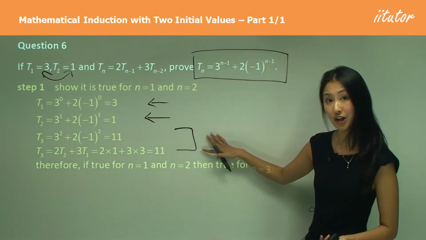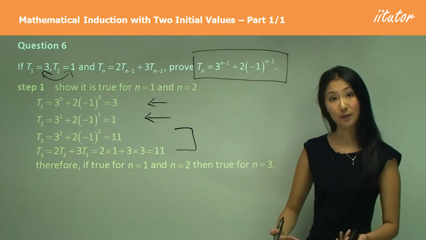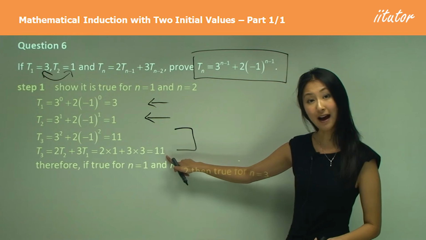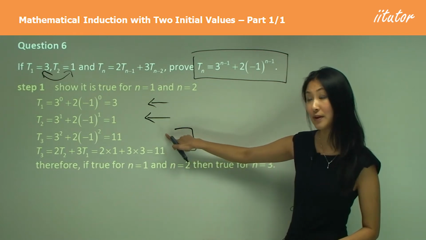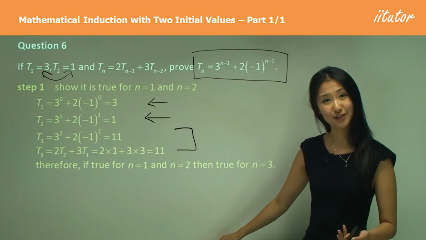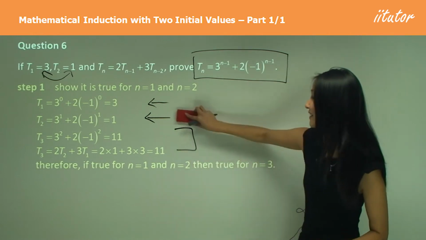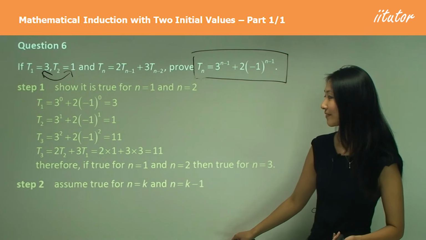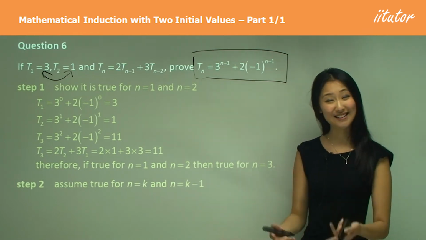But for the third term, we weren't given what it was, so that's why we had to use the general formula to work it out, to compare with this to prove that it's true. Does that make sense? Good. All right, so now we can move on to step 2. So this is our assumption.